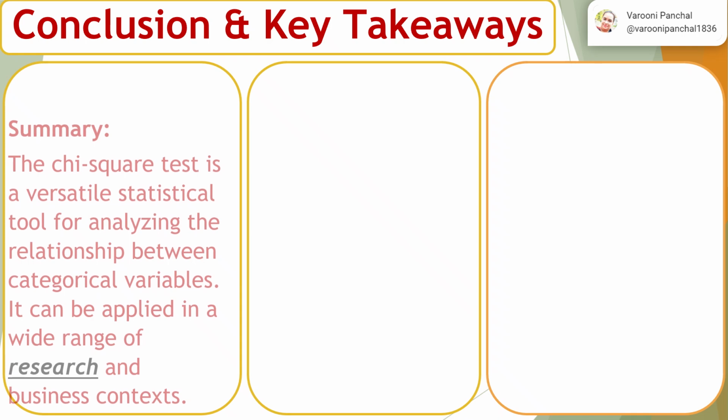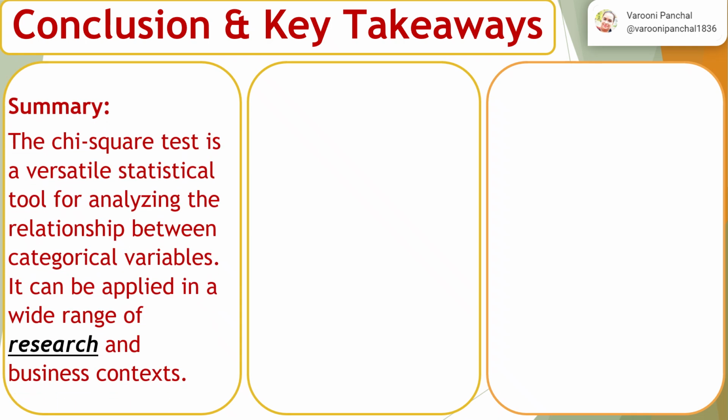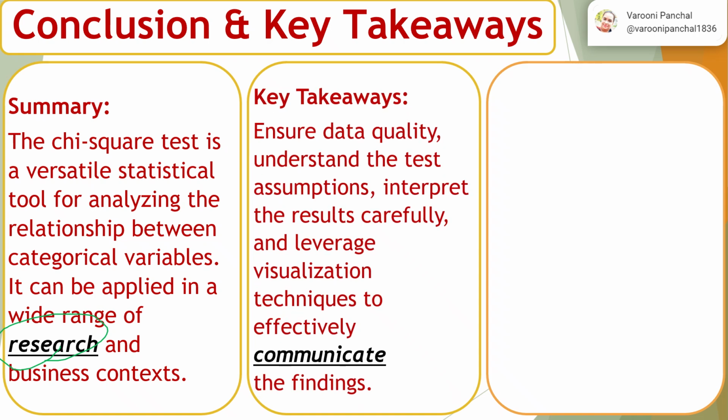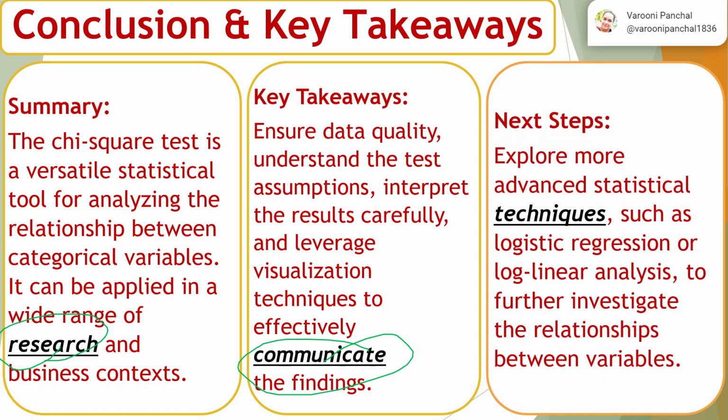Conclusion and key takeaways. The chi-square test is a versatile statistical tool for analyzing the relationship between categorical variables. It can be applied in a wide range of research and business contexts. Key takeaways. Ensure data quality, understand the assumptions, interpret the results carefully, leverage visualization techniques, and effectively communicate the findings. Explore more advanced techniques such as logistic regression and log linear analysis to further investigate the relationship between variables.